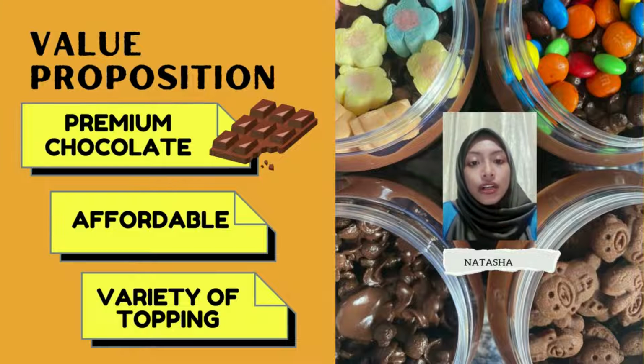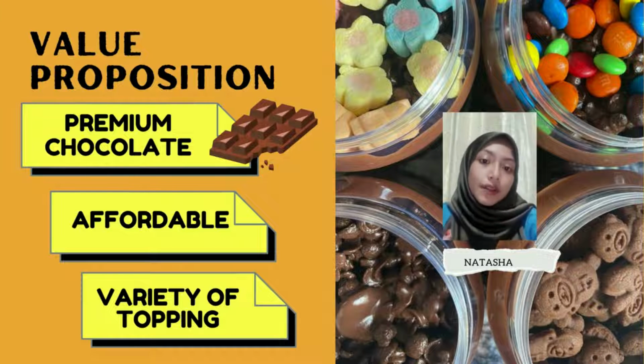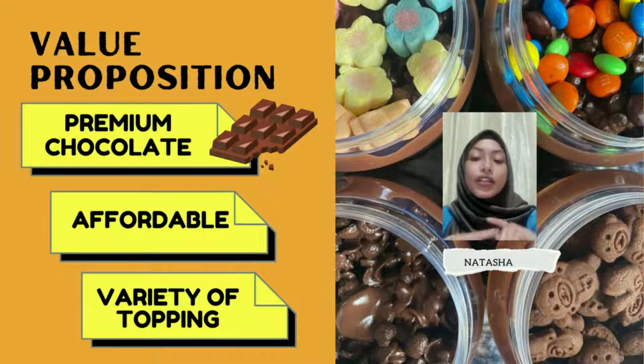Lastly, Chocomonster also comes in a variety of toppings. There are different types of toppings in a jar, which are marshmallow, chips more, teddy biscuit and M&M chocolate. So customers can choose different types of flavor offered by Chocomonster based on their interest.